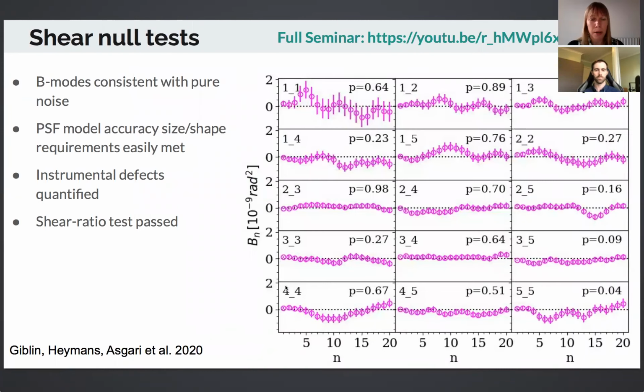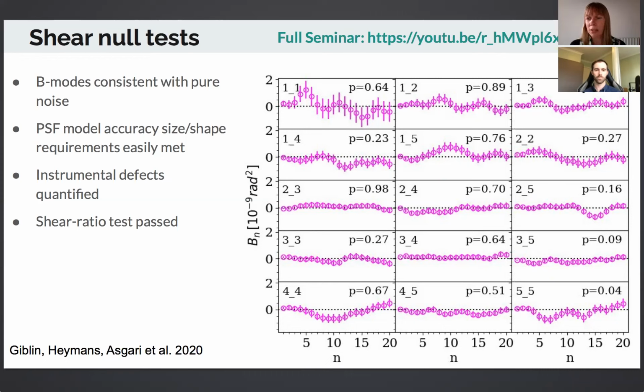Now, there's a paper by Ben Giblin where he takes through a load of different null tests that we've done to ensure that the shear measurements that we've made are really robust. And if you are interested in that, I encourage you to go to the 1-hour seminar on cosmology talks. You can see the YouTube link at the top here, where Ben has taken you through all of those different null tests at a slow pace. But one of them is just here for you to have a look at.